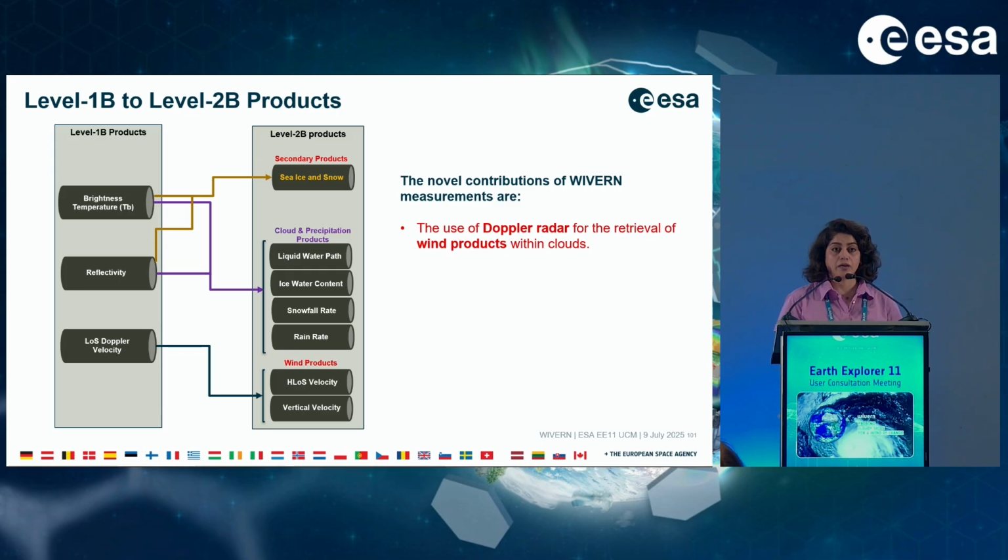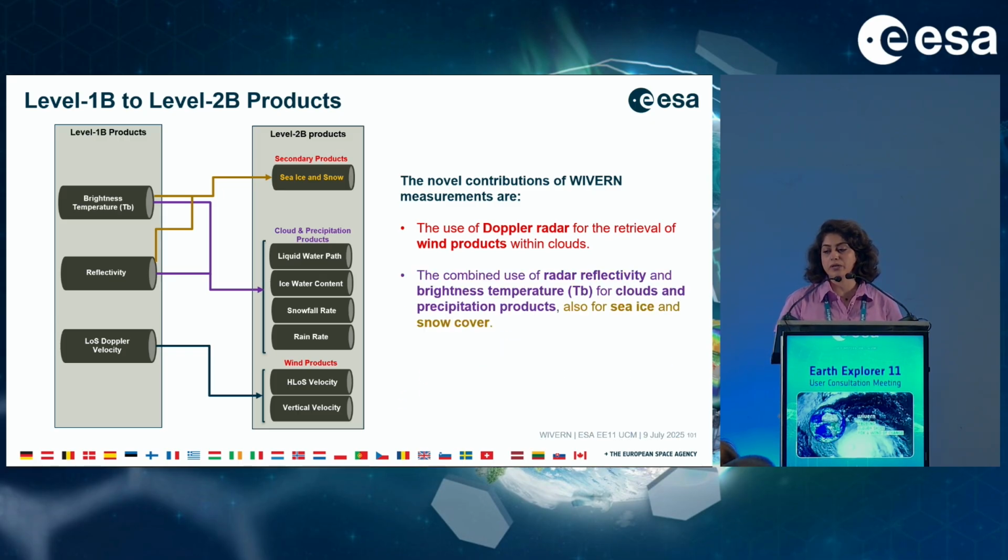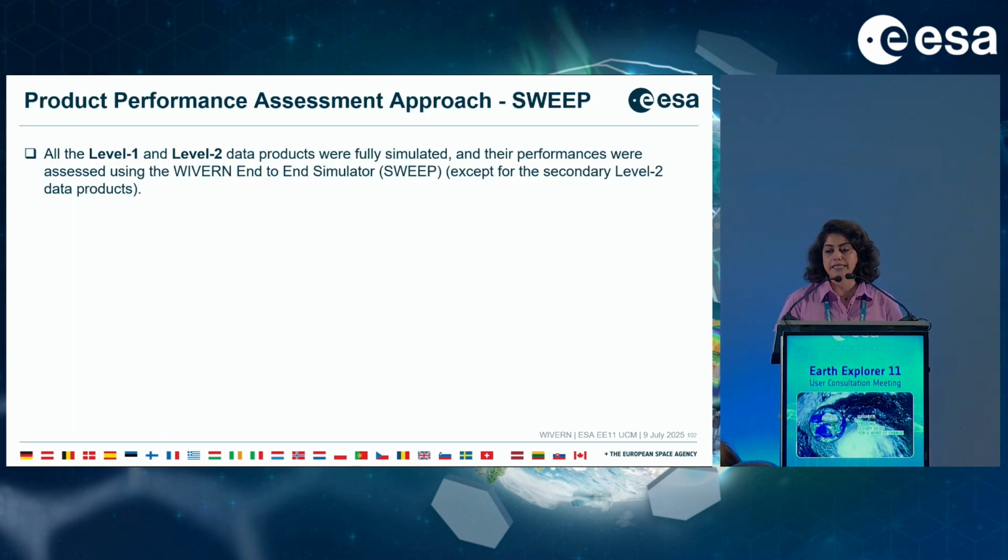And the same, these two features are going to be used for the first time for retrieving sea ice and snow cover data products. And finally, the use of line of sight Doppler velocity and reflectivity for retrieving ocean products. As explained also in Science Part 1, this would be for the first time enabling us to retrieve ocean products directly.